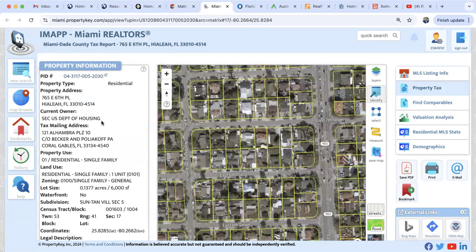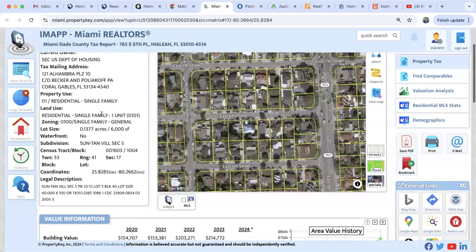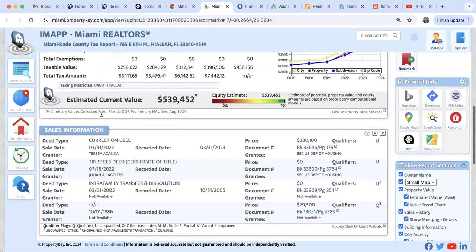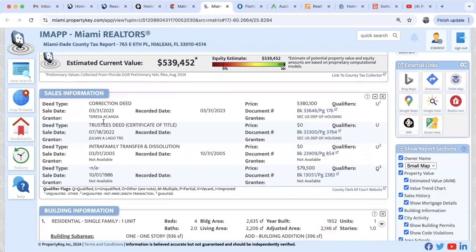Now you'll see here, it is a HUD home, right? So current owner, it's not a person, but it's HUD. Or you'll see bank, right? Now, guys, look at the sales information history. It tells you a story. So whenever you see certificate of title or certificate of transfer, that's an indication that this was a foreclosure. And the foreclosure took place back in 2022. All right. The deed was corrected, and it was corrected here, and you see the price of 380. So they're asking 460. The foreclosure took place for 380.